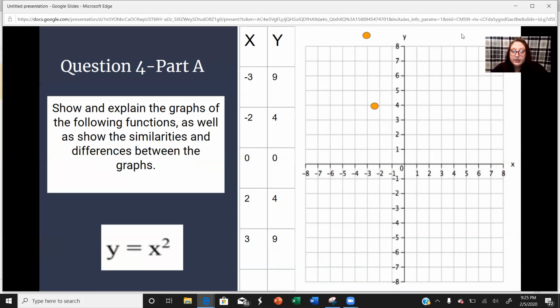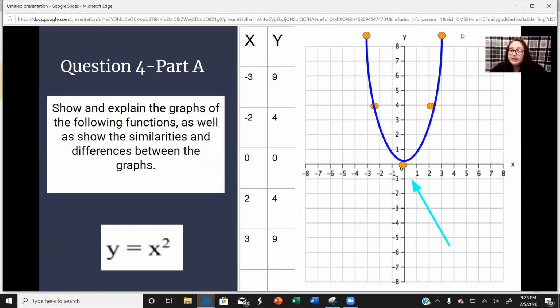And we're going to go to 0, and 0 squared is 0. So our point's going to be right there in the center. 2 squared is 4, and 3 squared is 9. So now we'll just need to connect all of these points with a line.